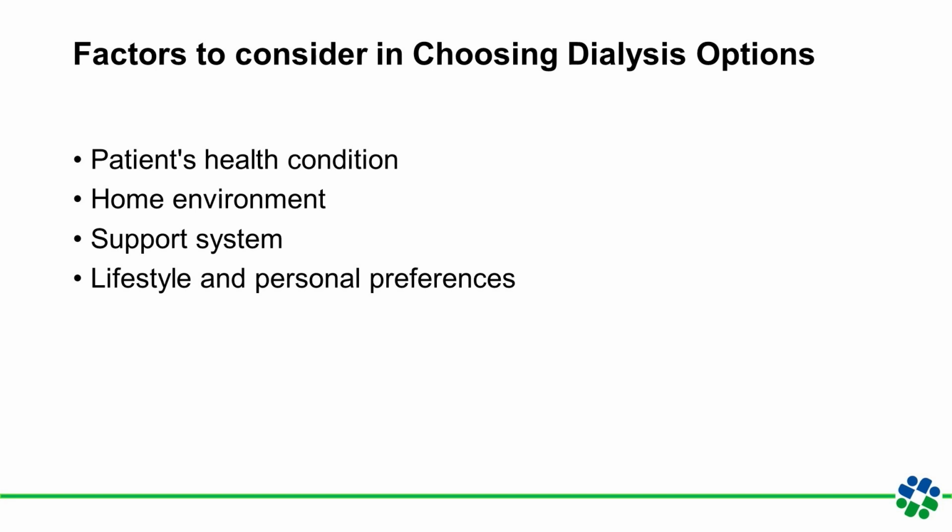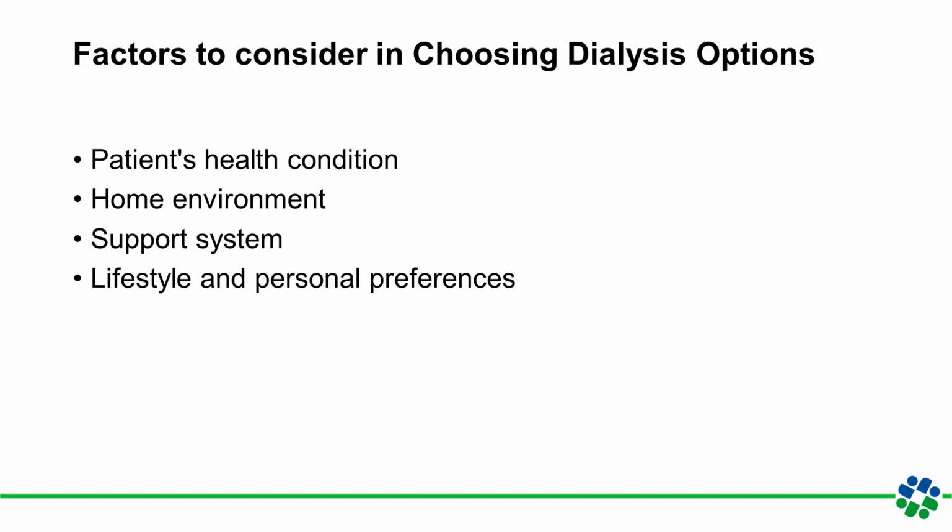So when it comes to choosing a dialysis option, several factors come into play. And let's take a moment to explore some of them. First, a patient's health condition. This is paramount. Depending on the severity of your kidney disease and your overall health, some forms of dialysis may be more suitable than others. Your healthcare team will provide guidance based on your specific condition. Second, your home environment. Home dialysis, whether hemodialysis or peritoneal, requires a clean, dedicated space for equipment and treatment. Your home setup and whether modifications are possible or not can influence the choice of a dialysis method.